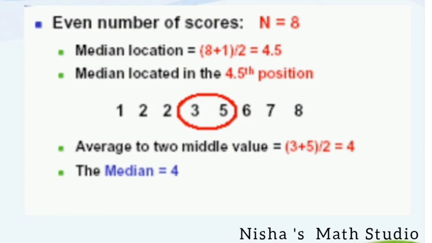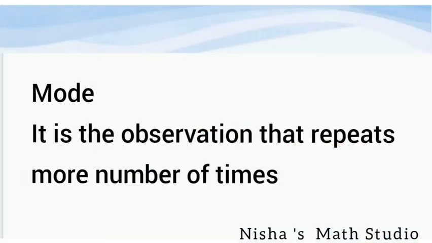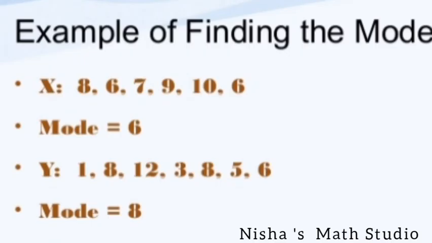The third measure of central tendency is mode. It is the observation that repeats more number of times in the given data. Example, if the observations are 8, 6, 7, 9, 10 and 6. Here 6 is repeating 2 times, so the mode is 6. In the second set of data, you have 1, 8, 12, 3, 8, 5 and 6. Here 8 is repeating 2 times, so the mode of these observations is 8.